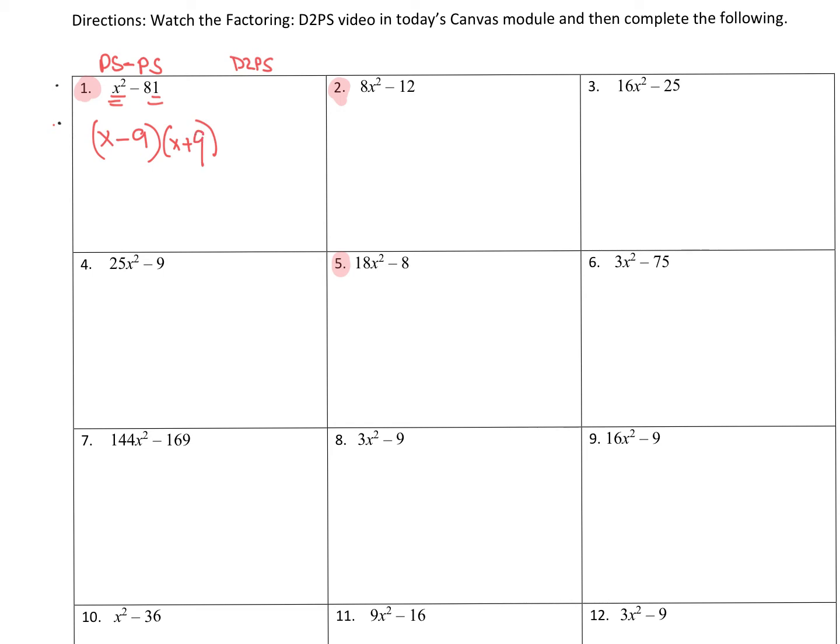look at the binomial 18x squared minus 8, and first see if there's a greatest common factor, and there is a GCF of 2. So I have to make sure that that 2 shows up in my final answer.